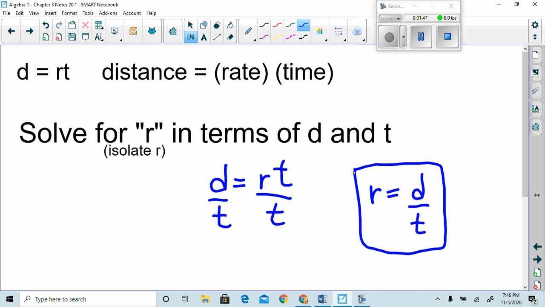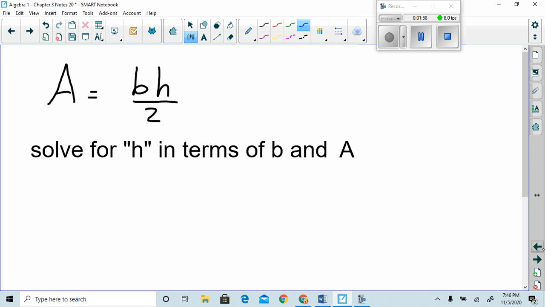Again, we're using what we know about isolating a variable. In all the previous problems, we were solving for x. Now that we have more than one variable, we're doing the same process. It's just that we're eliminating one particular variable.